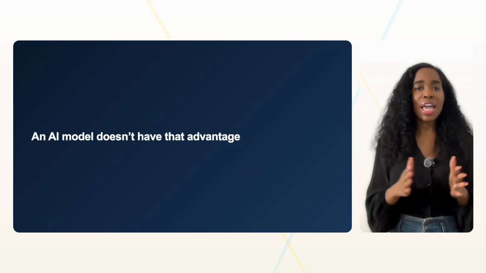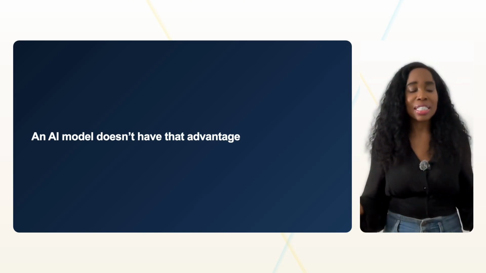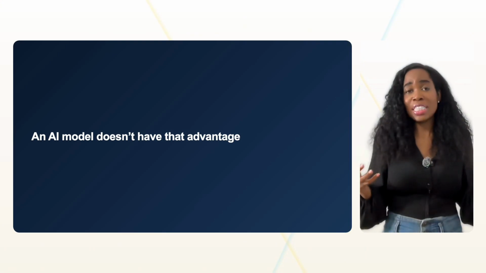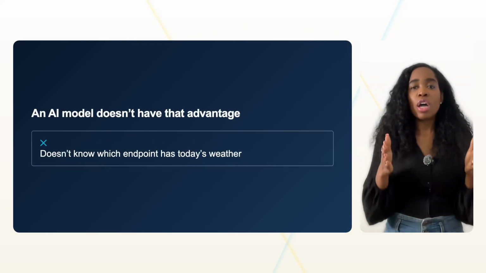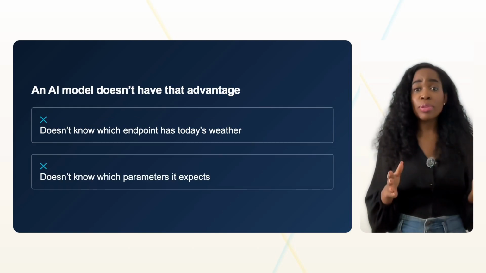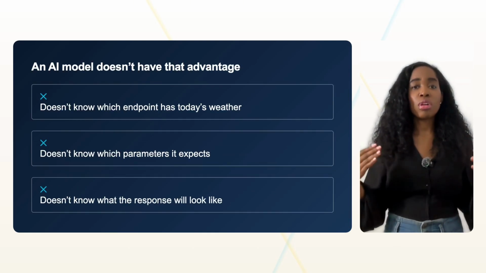An AI model doesn't have that advantage. So if you ask it, what's the weather in Miami today, it understands your question. Obviously, that's what's so amazing about AI. But it doesn't automatically know which endpoint has today's weather. It doesn't know which parameters that endpoint expects, and it doesn't know what the response will look like.